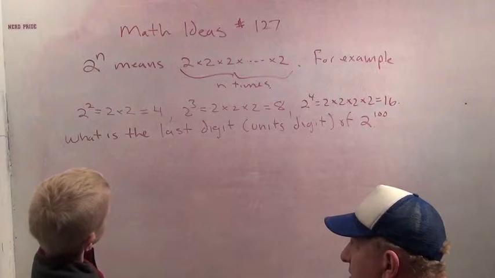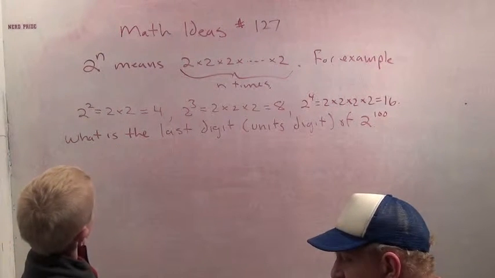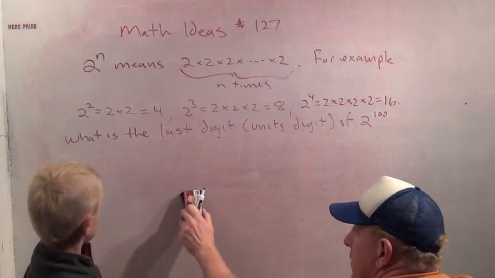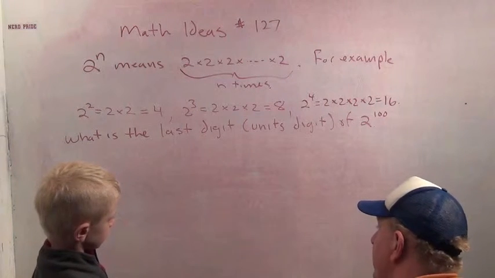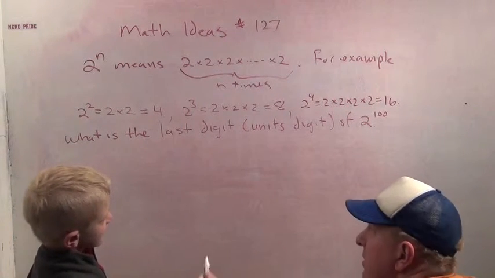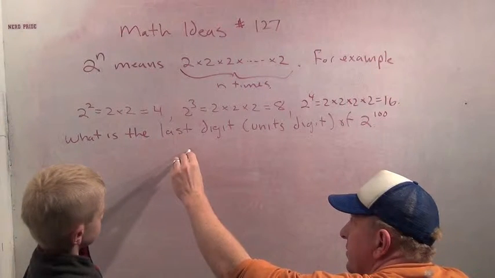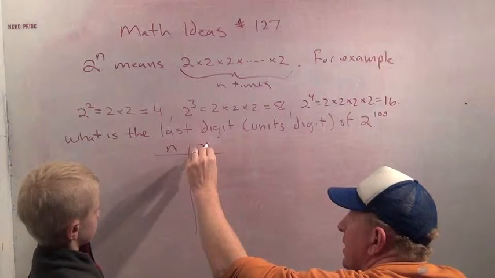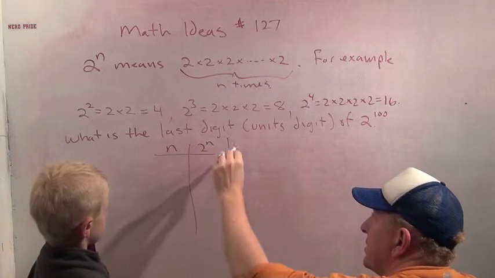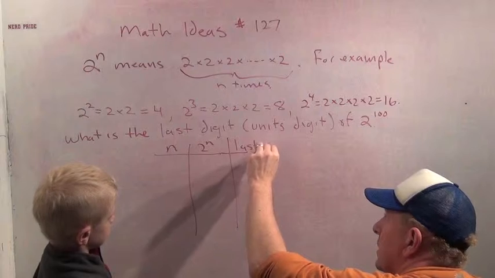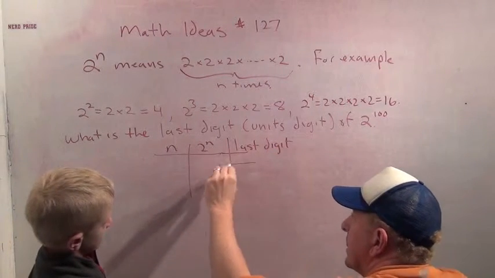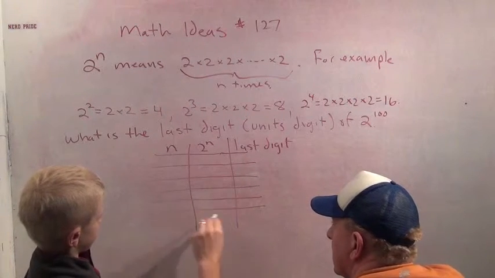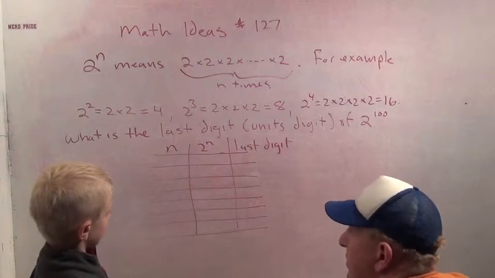Any guess? What do we usually do for really tricky problems? Make a chart. Let's make a chart. That's the neat thing about this. This problem shows how making a chart can really help you. Ready for our chart? So we'll go n and 2 to the n, and then the last digit. And maybe this will help us understand.